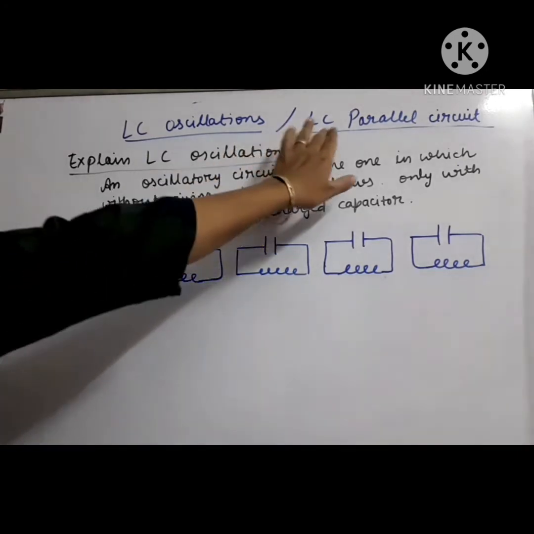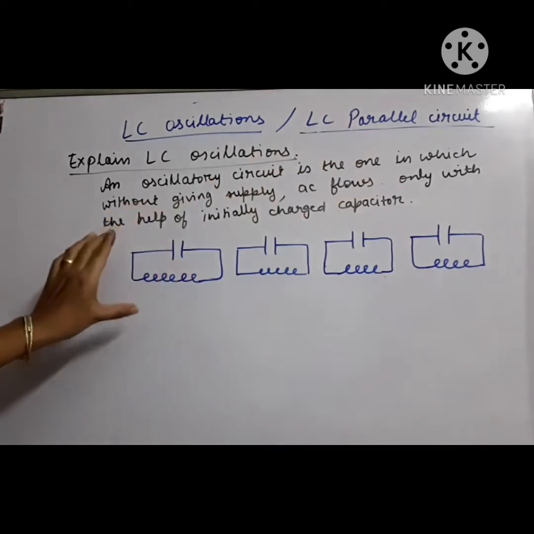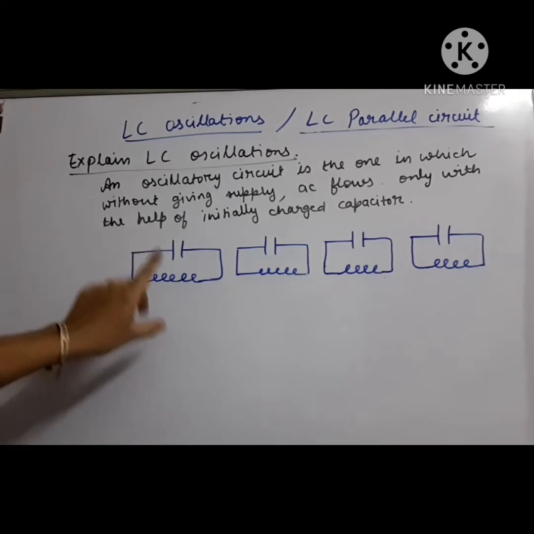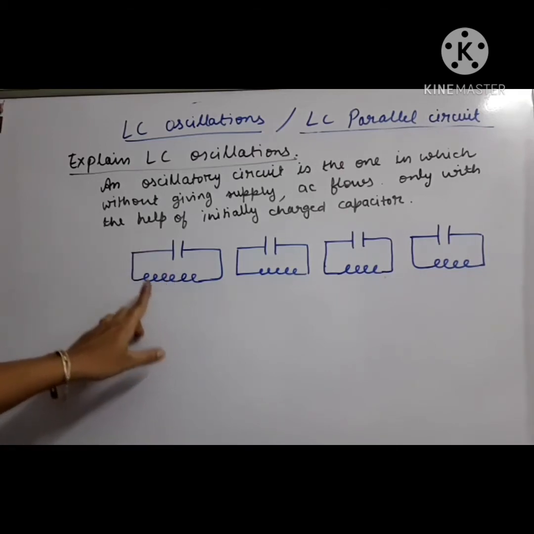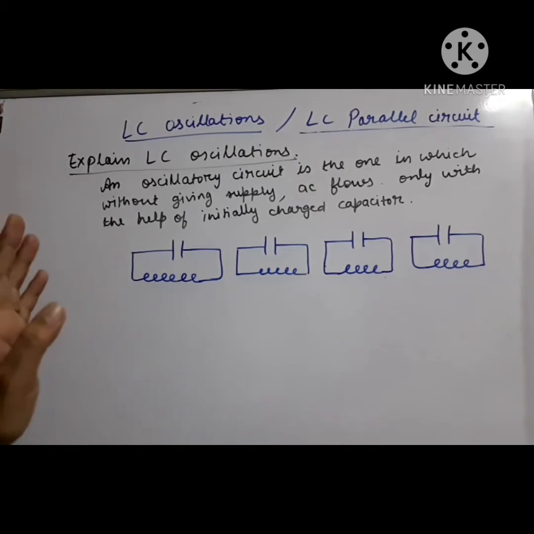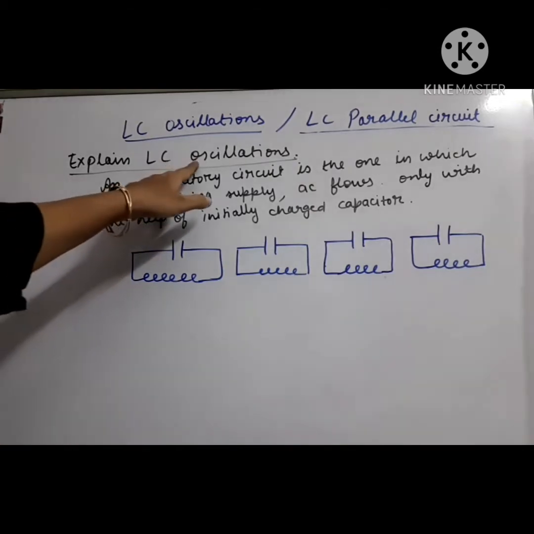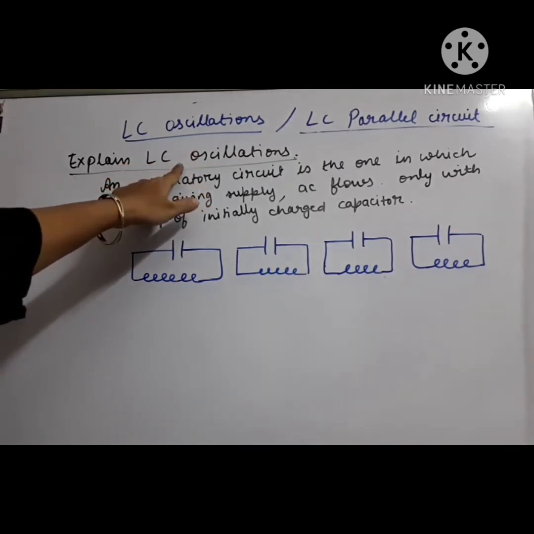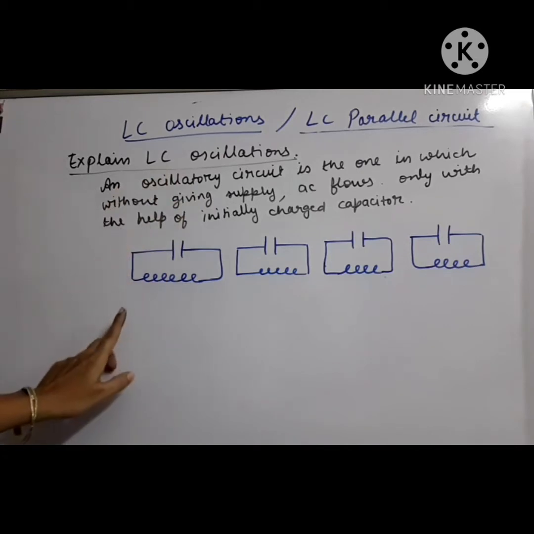This is LC parallel circuit, or we can say that it is that circuit in which AC supply is not connected. Here no AC supply is connected, but then also the alternating current is going to flow in the circuit. That is only called oscillations. So "explain LC oscillations" can be its first question, and then we will prove the oscillating charge mathematically also, and we will discuss the energy also. So this topic, let us start now.